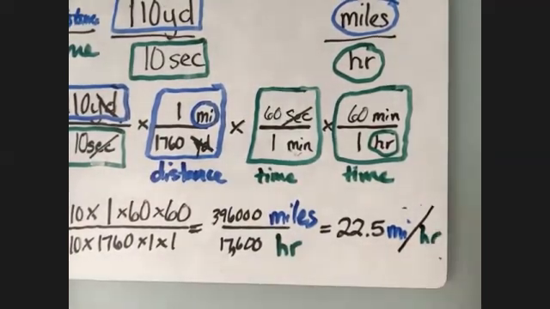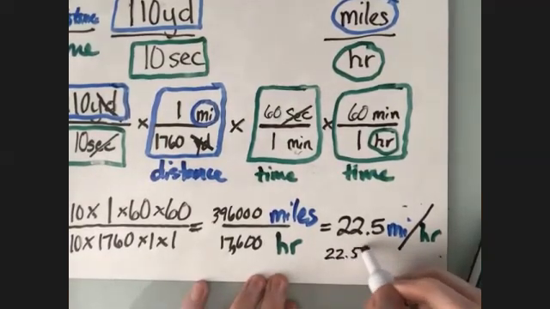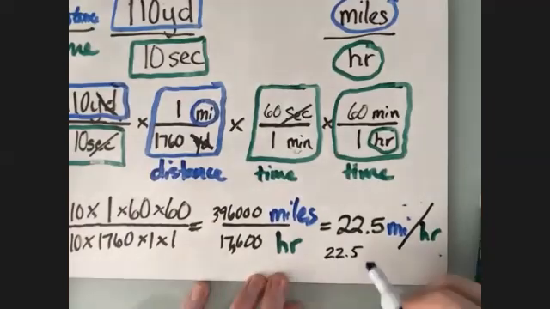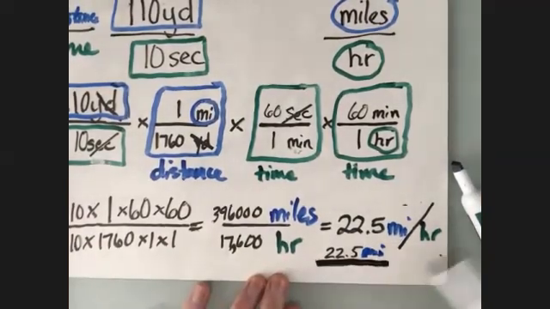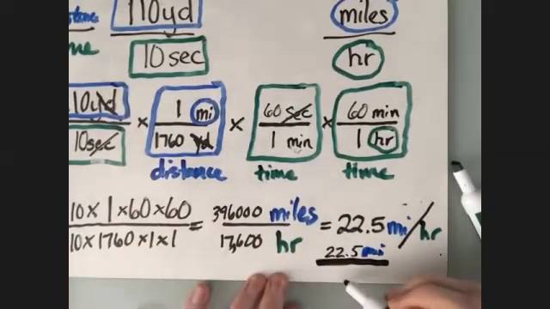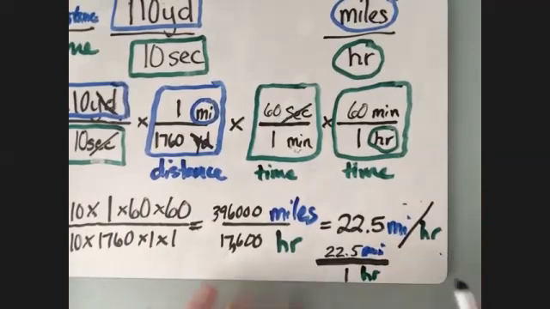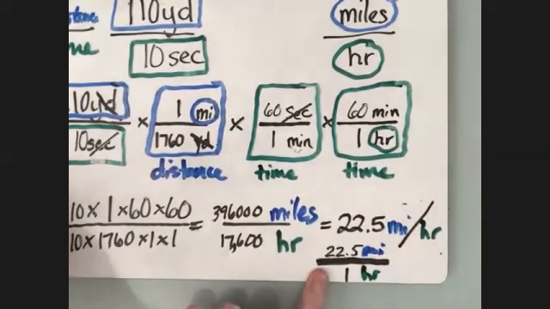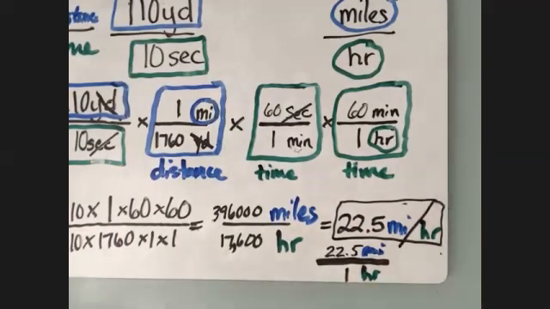It can also be written like your unit rate, 22.5 miles over, some people will just put 1 hour. It will rarely be written like that. So I prefer that you have general understanding and you would know that this would be the answer right here.